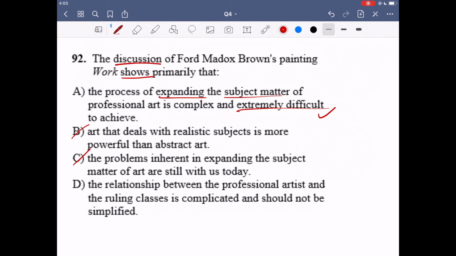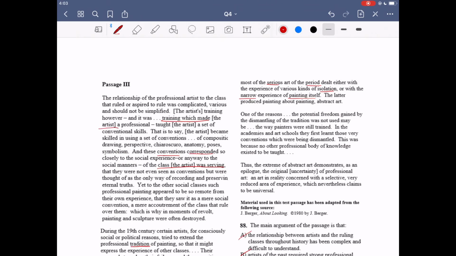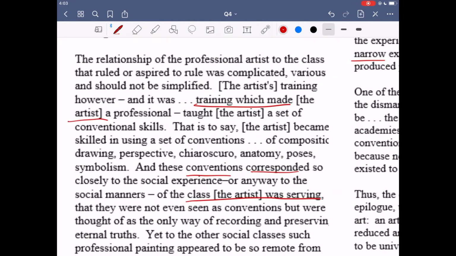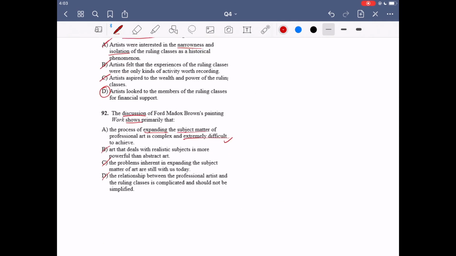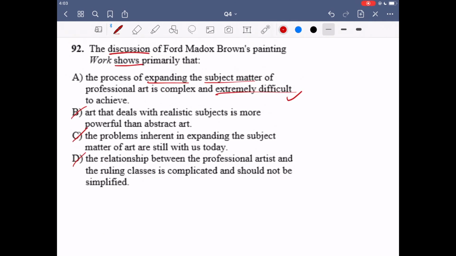And finally, option D is saying the relationship between the professional artists and the ruling classes is complicated and should not be simplified. I mean, that's kind of relating to one sentence that opened out the passage. What was the sentence again? The sentence is saying the relationship of the artist to the class that ruled was complicated and it should not be simplified. That's the opening sentence. But that's not really relevant to this discussion of that painting specifically.